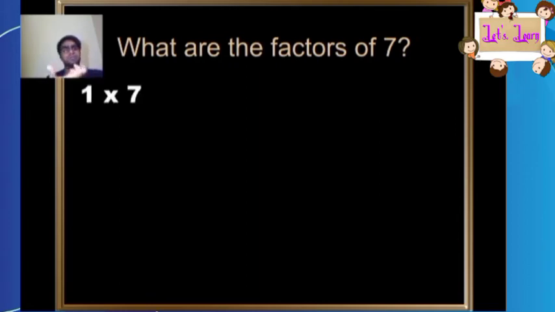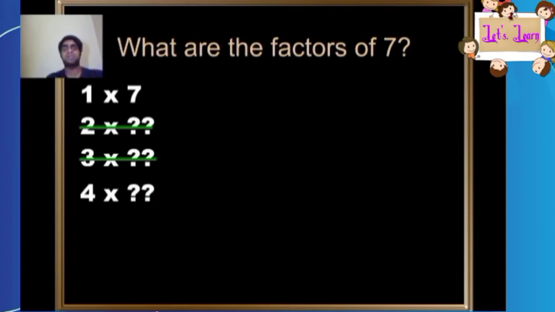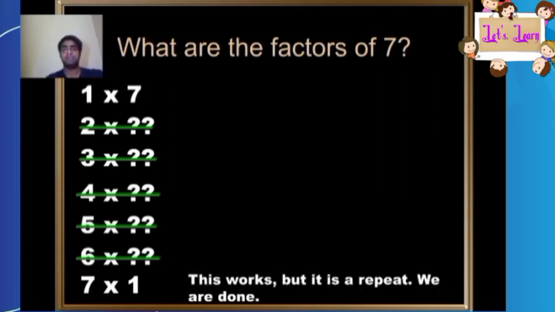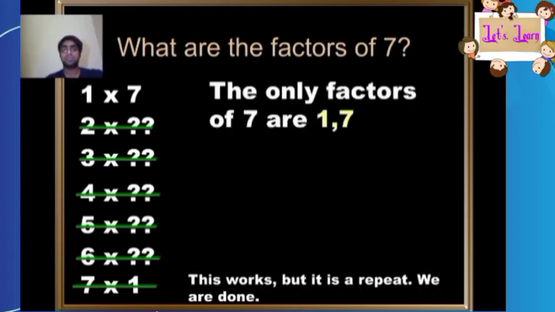Now 7. 1 into 7, 7. 2 into what? Nothing. 3 into what? Nothing. 4 into what? Nothing. 5 into what? Nothing. 6 into what? Still nothing. 7 into what? 7 into 1 is 7. But do we have to take 7 into 1? No. Why? Because we already have taken 1 into 7, so we do not take 7 into 1, hence it is a repeat. We are done. So the factors are 1 and 7.